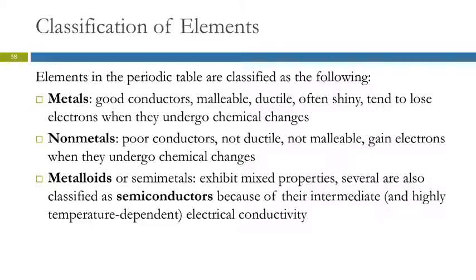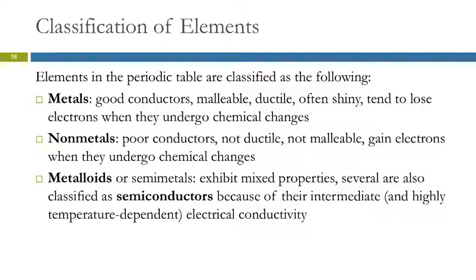So we classify elements as metals, nonmetals, or metalloids, and you should be familiar with some of the characteristics of these broad categories. Metals tend to be good conductors of heat and electricity. They are malleable and ductile. Malleable means you can pound them into a sheet. Ductile means they can be drawn into wires.